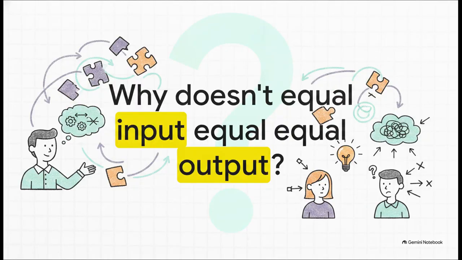If both of these students received the exact same lesson, why in the world did they learn so differently? Why doesn't equal input equal output? This one single question completely shatters the illusion that learning is just this simple transfer of information from a teacher's mouth to a student's brain. It highlights the immense hidden complexity of what is actually happening beneath the surface.